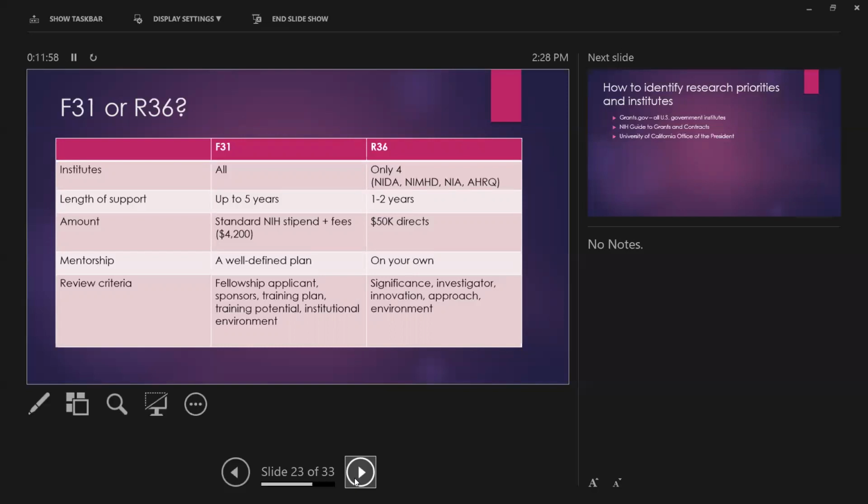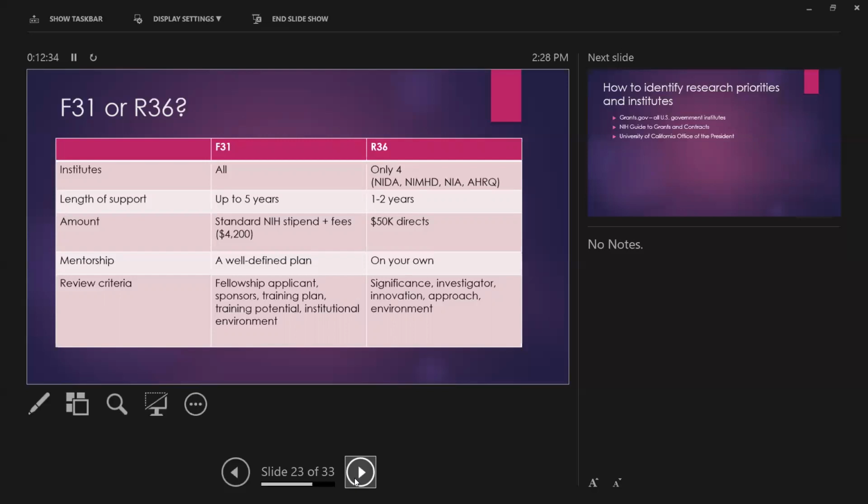F31 needs a really defined mentorship plan. So you have to pick your mentors and have them write a statement and have it all come together so that the mentorship plan will help you do the research, and the research plan will help you get experience in the areas where you need mentorship. Whereas in R36, you've already designed the program, you've designed the research, and you're just going to do it. You're saying that you don't really need mentorship. You just need the money and the protected time to do the work.